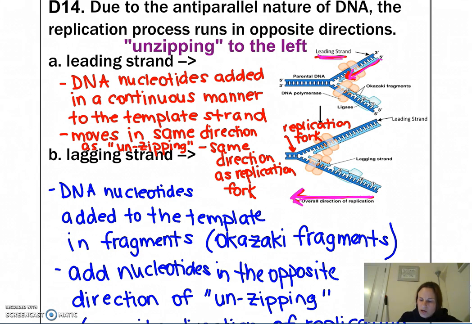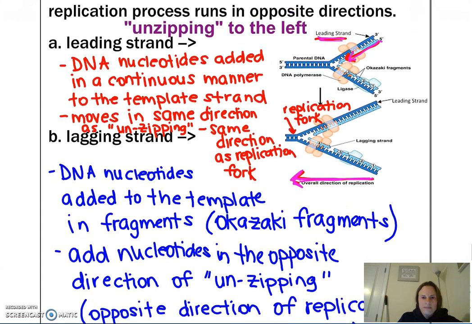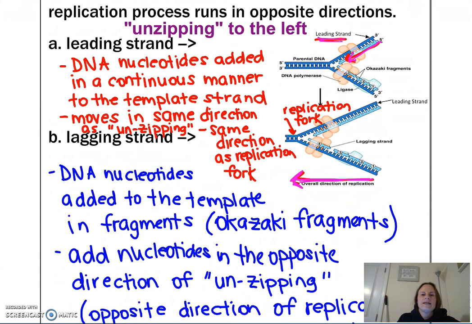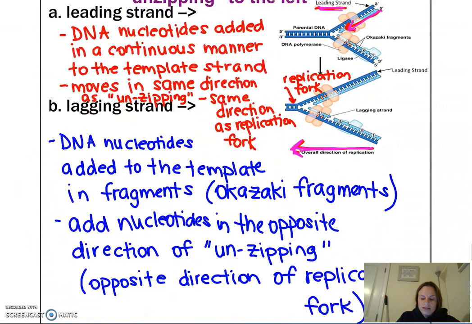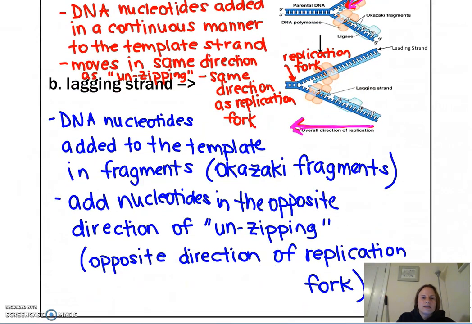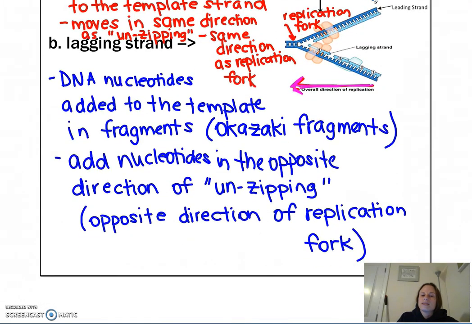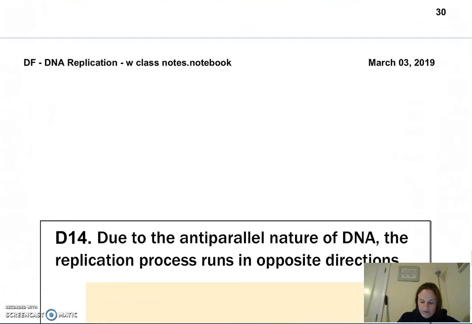So the leading strand, which happens to be this top strand, has DNA nucleotides being added in a continuous manner to the template strand. In other words, DNA replication moves in the same direction as the unzipping takes place. It moves in the same direction as the replication fork. Whereas on the lagging strand, the DNA nucleotides are added to the template in fragments, known as Okazaki fragments, and nucleotides are added in the opposite direction of unzipping. In other words, the opposite direction of the replication fork.